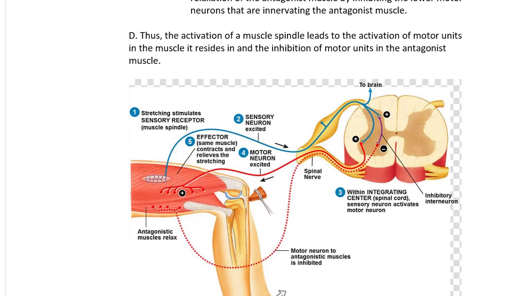Now, of course, both muscles, the antagonist and the agonist, are being innervated by lower motor neurons. They have their own lower motor neurons that are innervating the muscle cells, the motor units within that muscle. And here you have this picture.